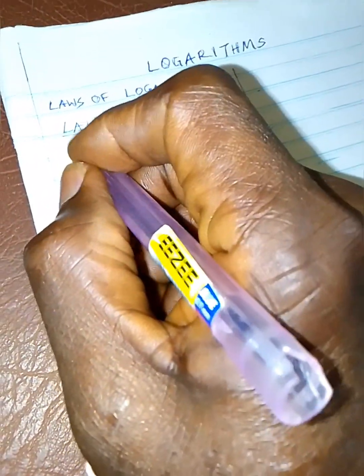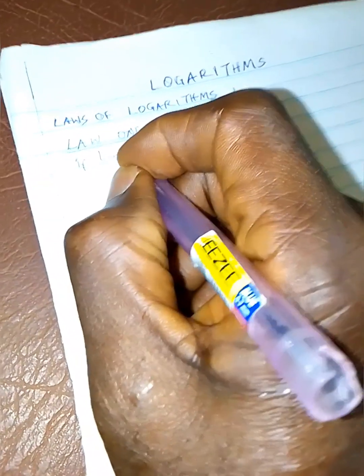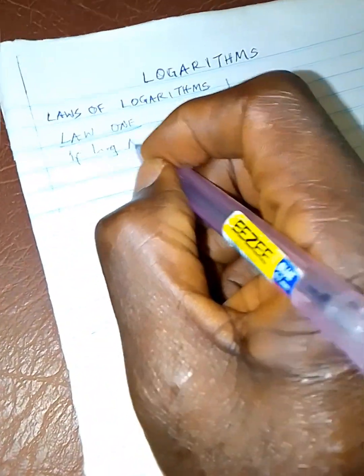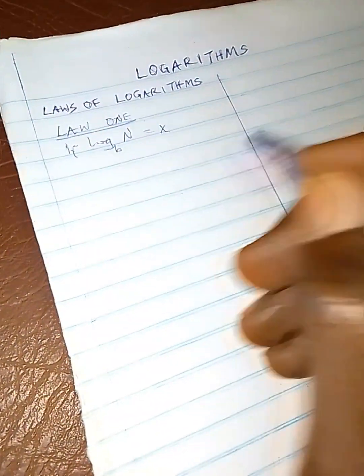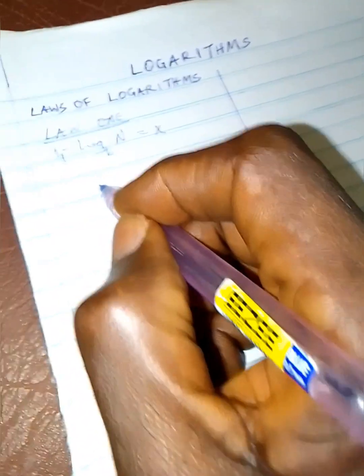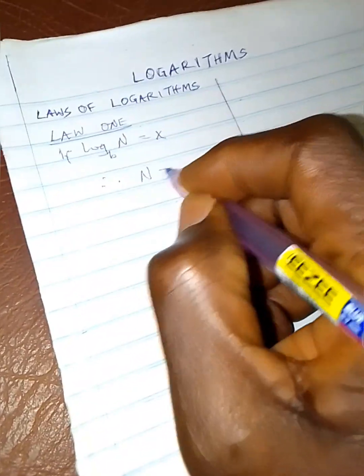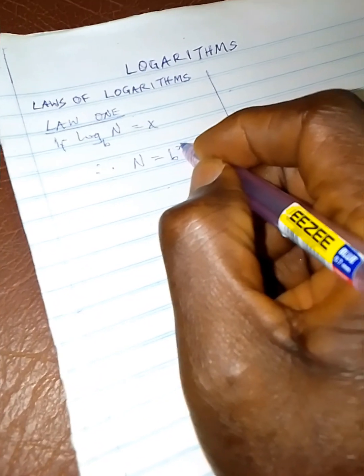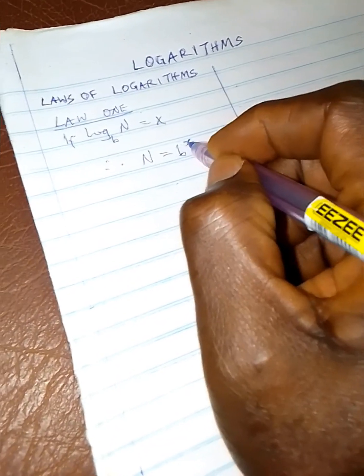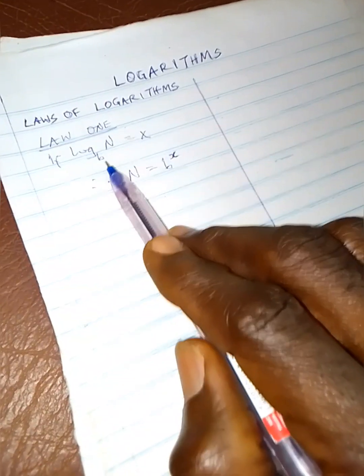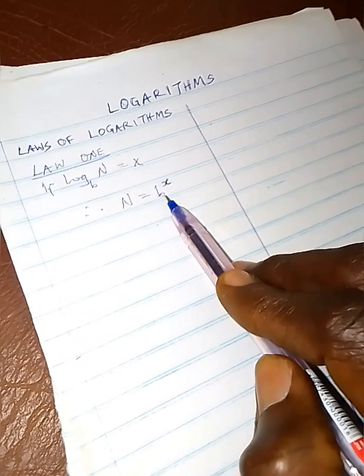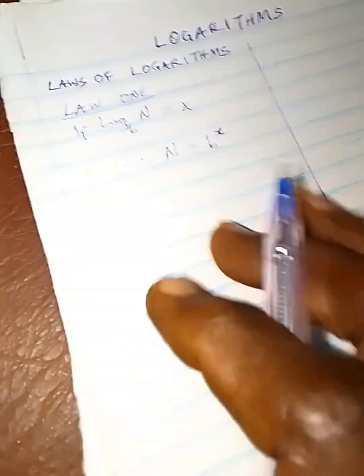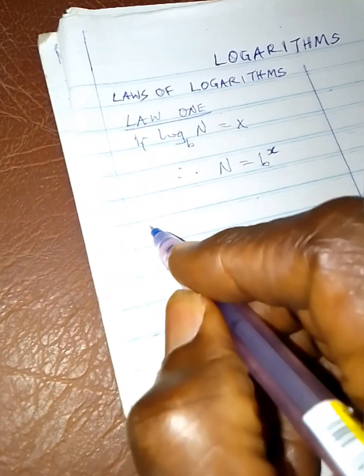It says if log n base b is equal to x, therefore n is equal to b raised to power x. What are we doing here? The law says that the base here, which is b, will come to this side and you raise the n to the power of that base. You will get to understand it clearly when we start the example. Let's look at the example of that law 1.